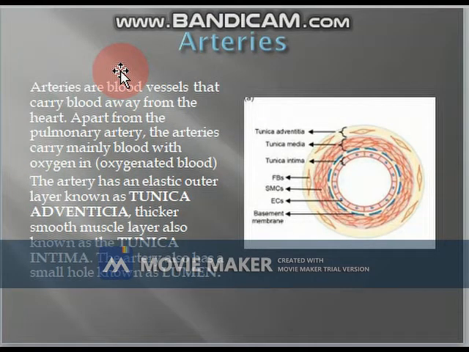Now let's look at arteries. Arteries are blood vessels that carry blood away from the heart. Apart from the pulmonary artery, the arteries carry mainly blood with oxygen, which we refer to as oxygenated blood. The artery has an elastic outer layer known as tunica adventitia, thicker smooth muscle layer also known as tunica intima. The artery also has a small hole known as lumen. And so you can see the structure here: tunica adventitia, and the other parts labeled there.